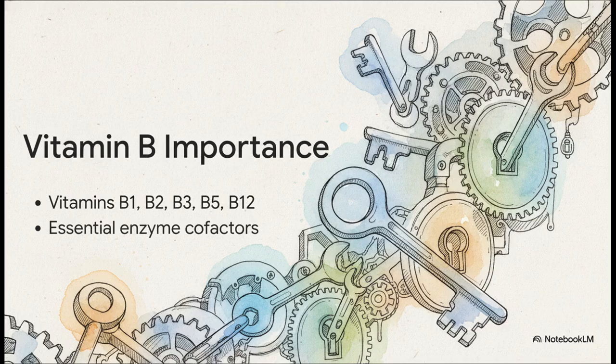Vitamin B1 is a required cofactor for the alpha-ketoglutarate dehydrogenase step. B2 is essential for succinate dehydrogenase. B3, or niacin, is literally a building block of our energy carrier NAD. Vitamin B5 is required to synthesize the CoA we need, and B12 is needed for the synthesis of succinyl-CoA. Basically, without these vitamins, the enzymes simply cannot do their jobs.